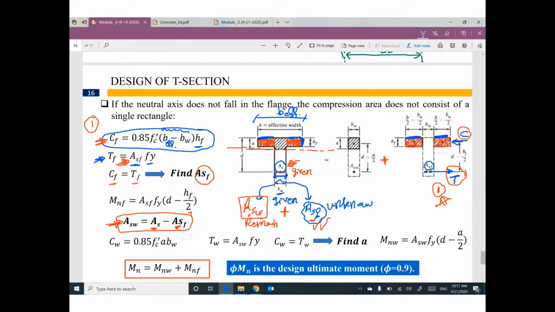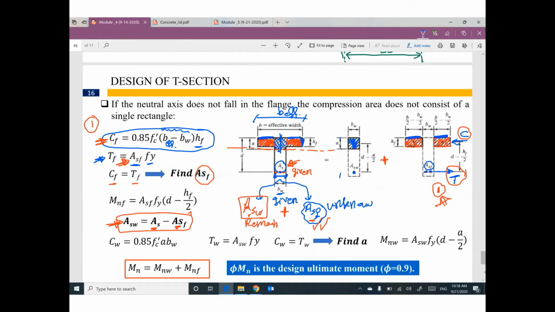The second part of the cross section is this part of concrete and the remaining area of steel. So we have this part with depth a. This depth to the neutral axis will be a, and the remaining part of the area of steel. Right now, I can figure it out.